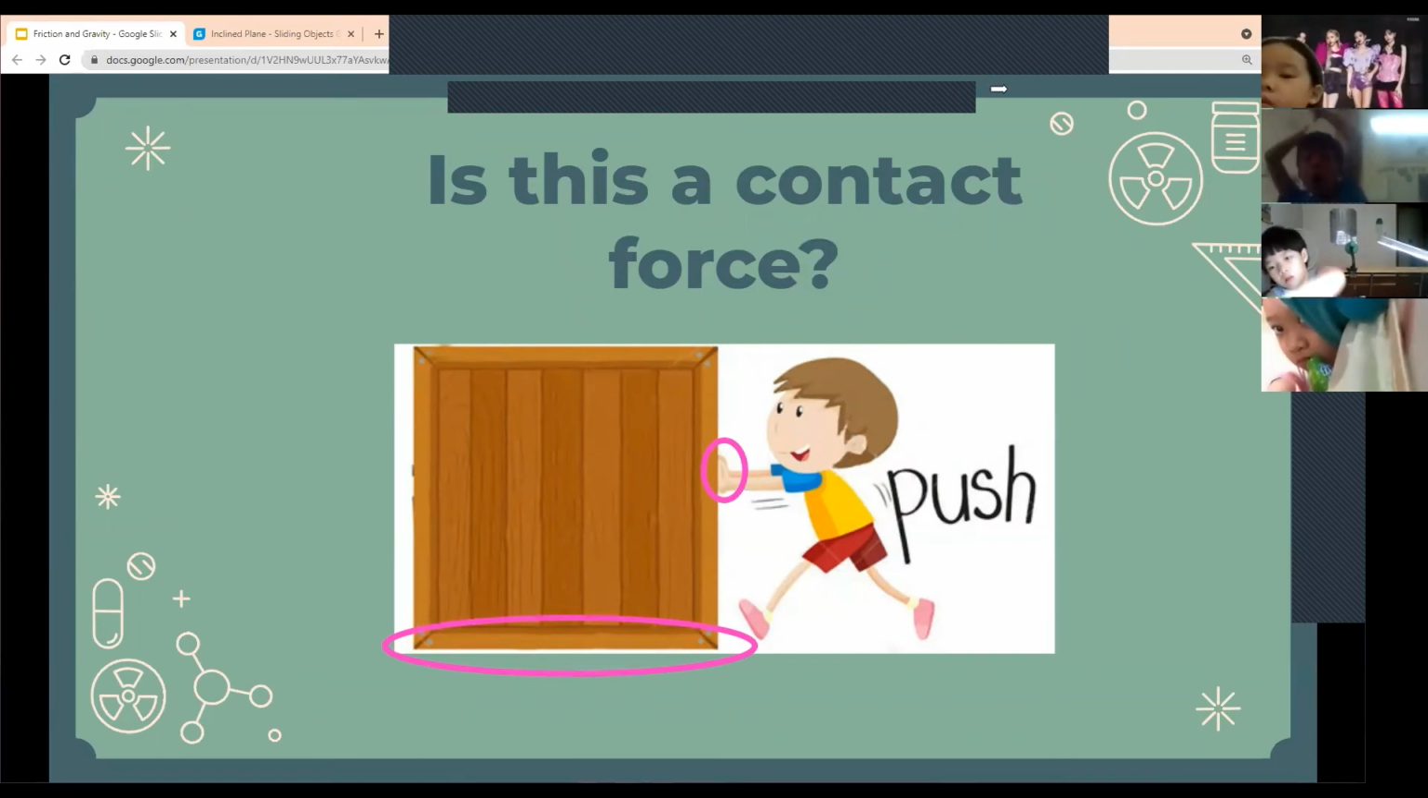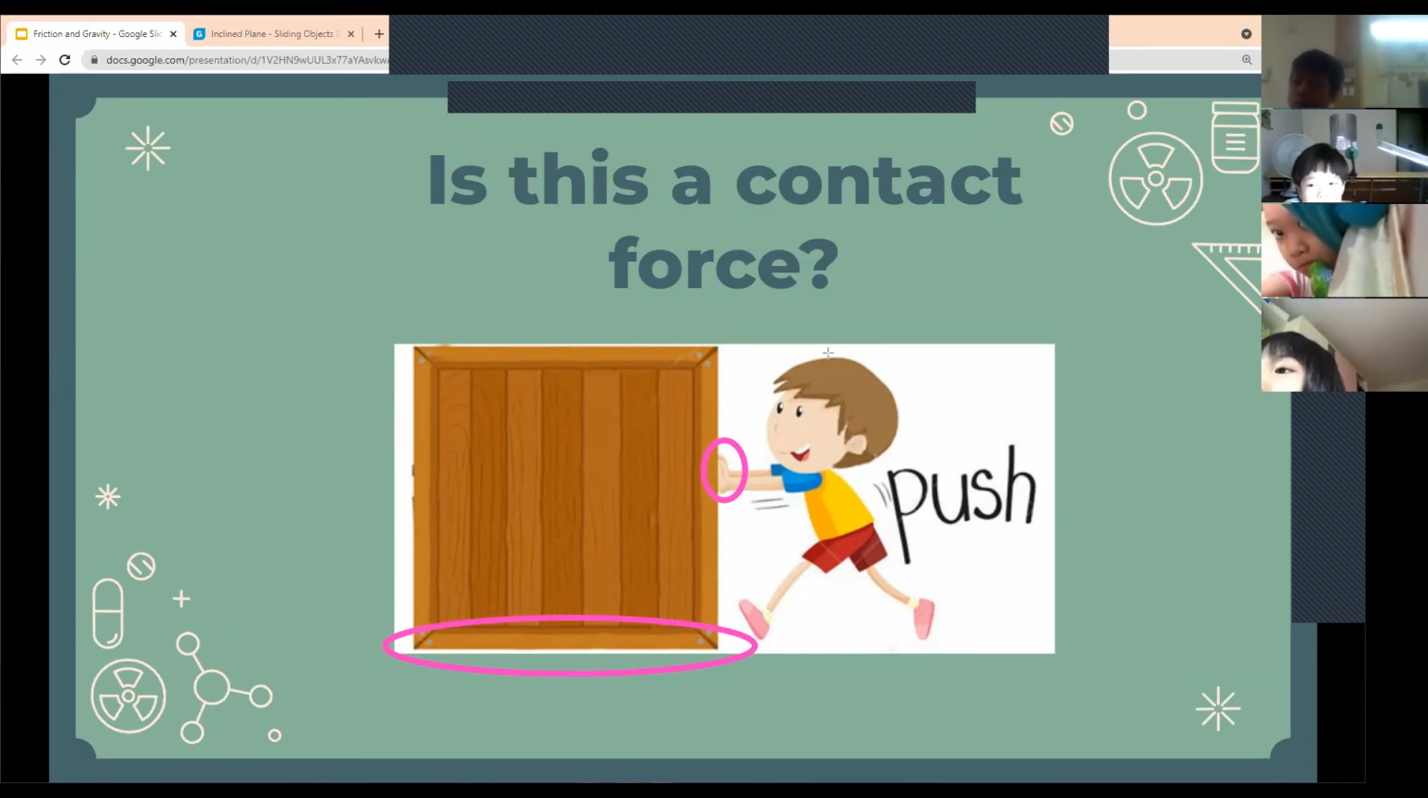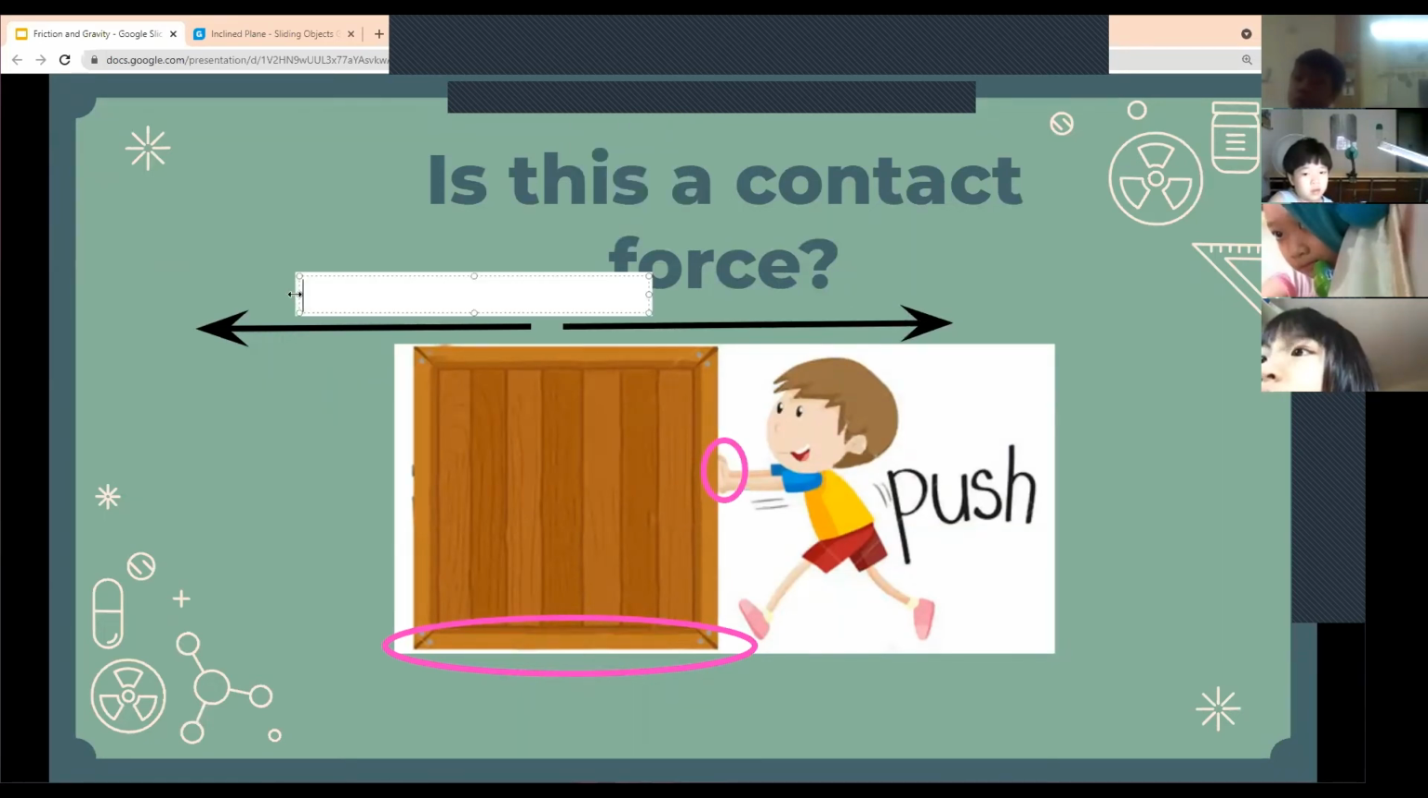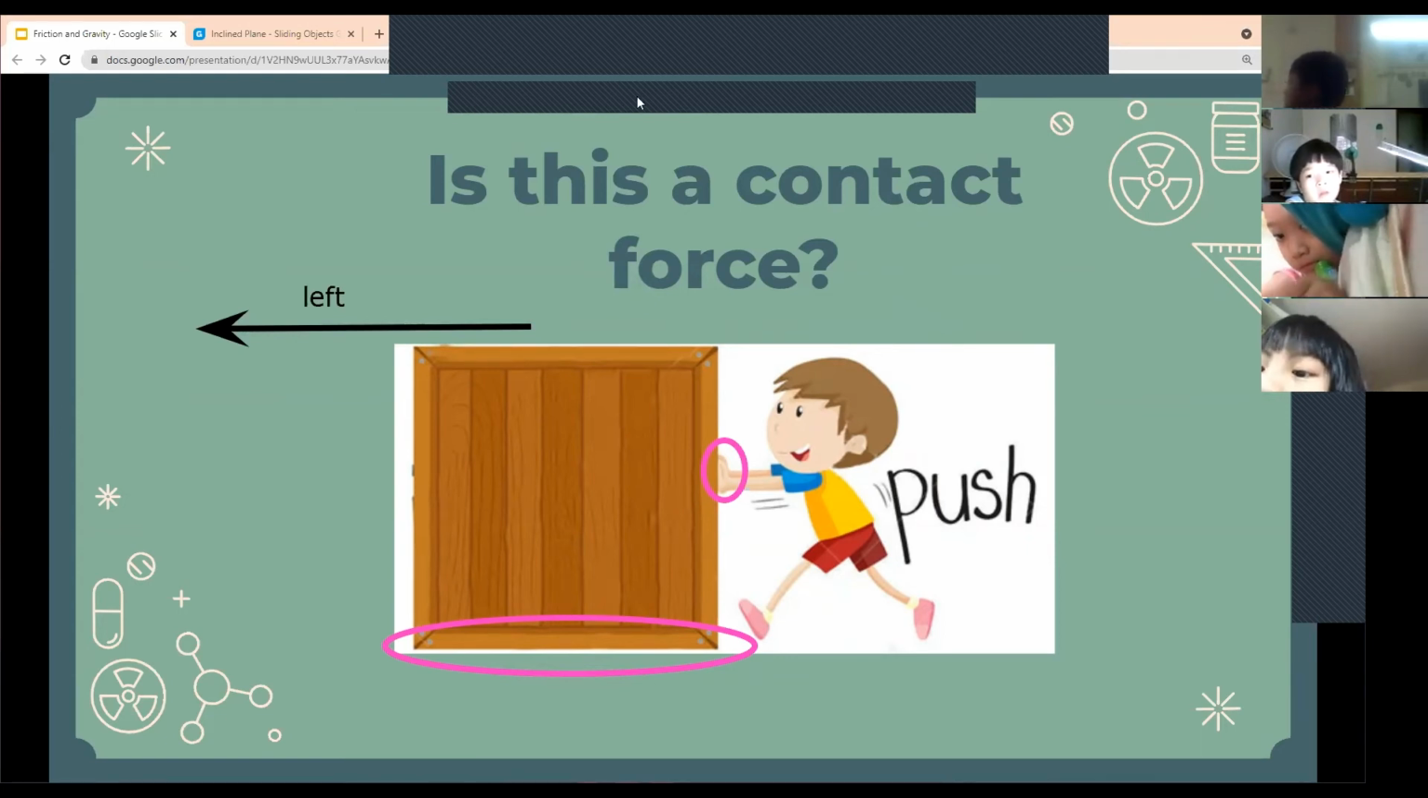Okay, which direction is the box going to slide? Taylor, which direction? To the left or to the right? I think the box will go straight. Go straight, yeah, to the left or to the right? He's pushing it. So do you think it's going to go this way or this way? It will go left. It's going to go to the left. Very good. And the friction is going to be along the floor to the left.